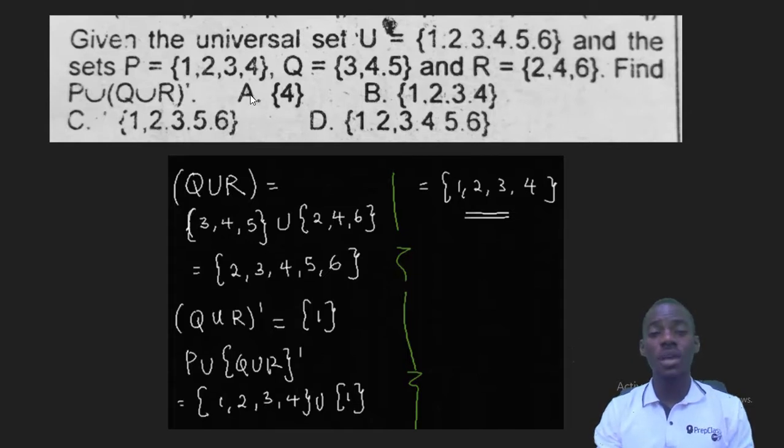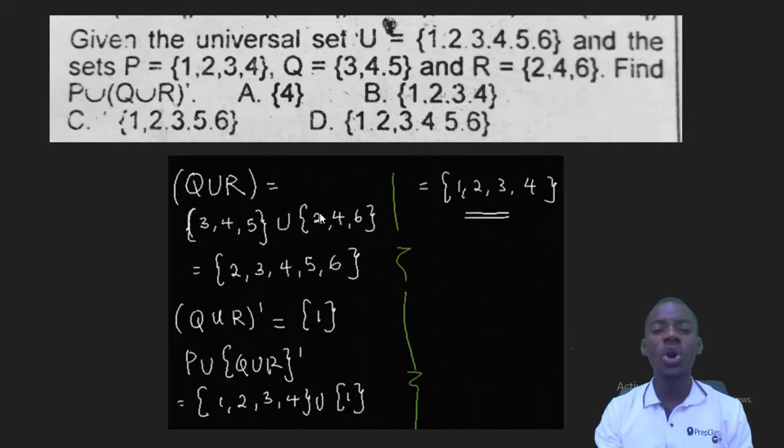Now first of all, if you have to solve this question, you must know what is union and intersection. Union means to add everything together, while intersection means find what is common. Now this is actually a union question, purely union. So don't begin from P, begin from the bracket, Q union R. What's my Q? My Q is 3 4 5, right? Union, what's my R? 2 4 6, right?